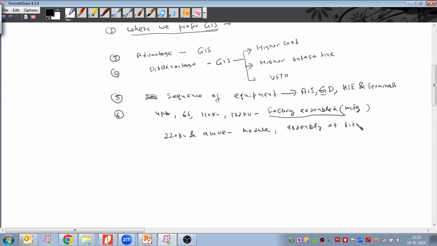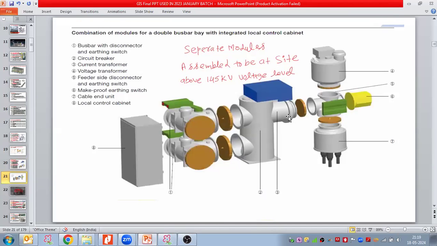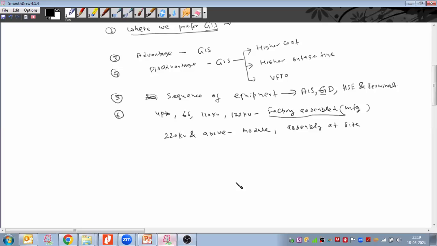Assembly at the site we have to perform, right? So here again, the same separate models, assembly to be done at the site above 145 kV. So let us start with the module constructions and what fittings we take for the module. So each model, their fittings and module constructions as well. As we discussed, each model is factory assembled up to 20 kilovolts, and above that, module assembly is at the site.